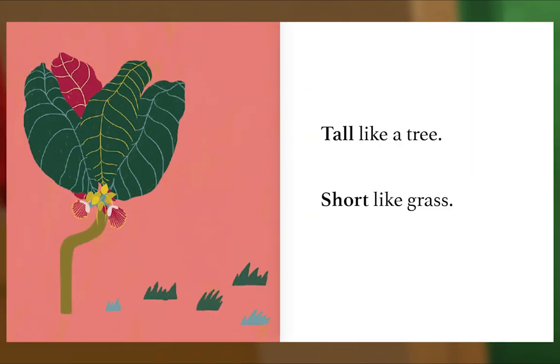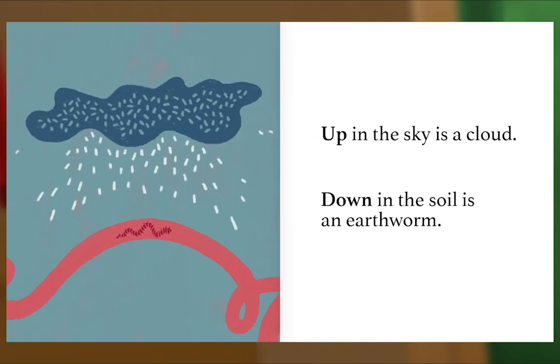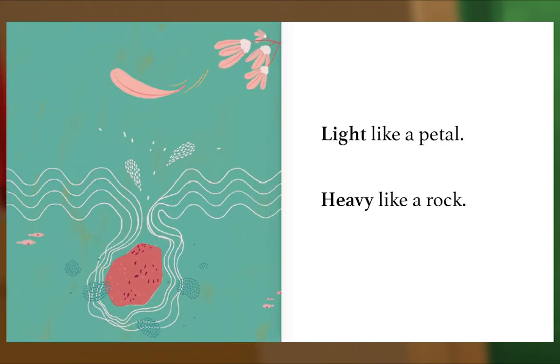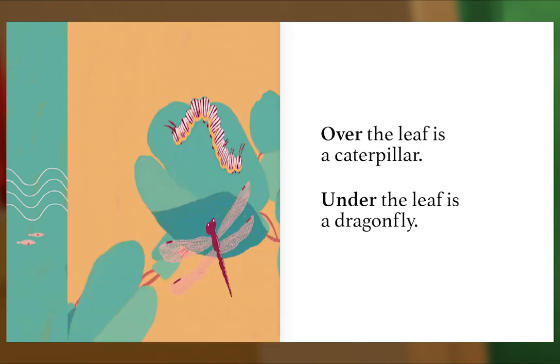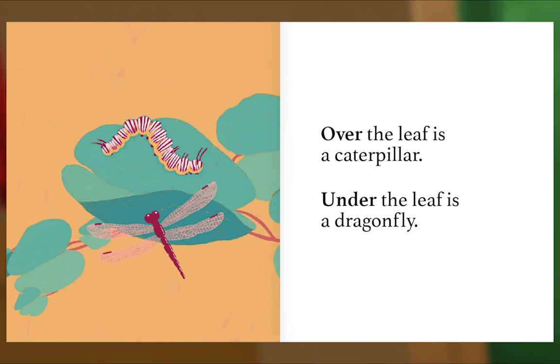Tall, like a tree. Short, like grass. Up in the sky is a cloud. Down in the soil is an earthworm. Light, like a petal. Heavy, like a rock. Over the leaf is a caterpillar. Under the leaf is a dragonfly.